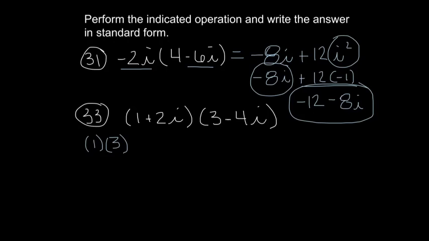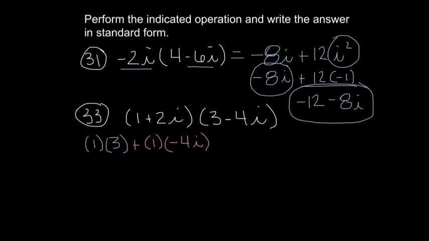After that, I'll take 1 times the negative 4i. So I took that 1 and I distributed it to the 3, so 1 times 3. And then I took the 1 times the minus 4i. I can't forget about that negative.